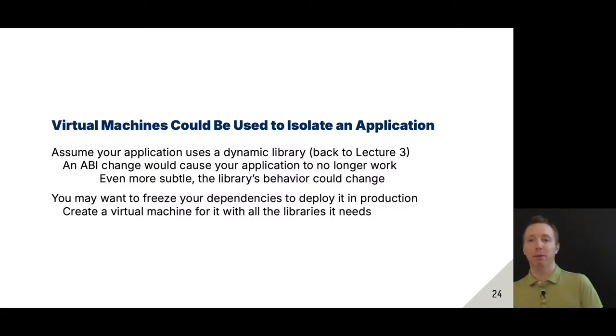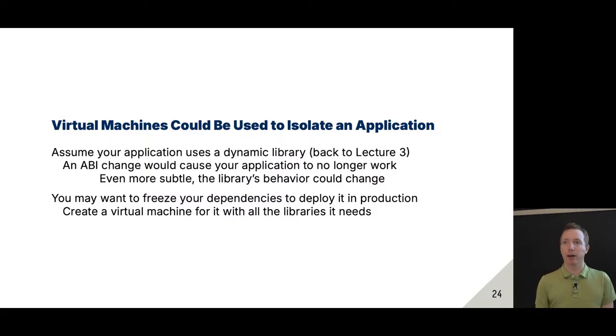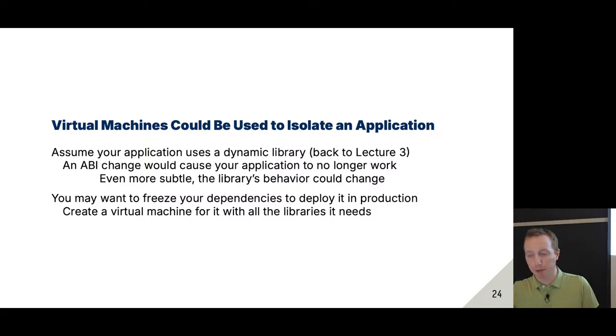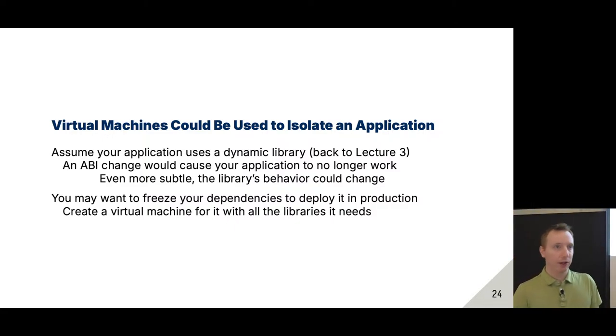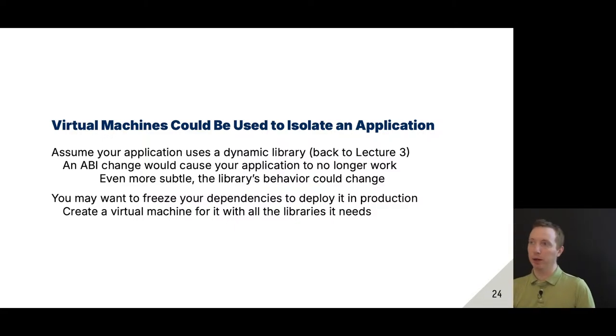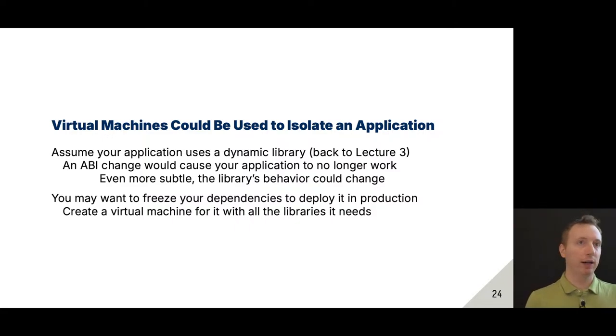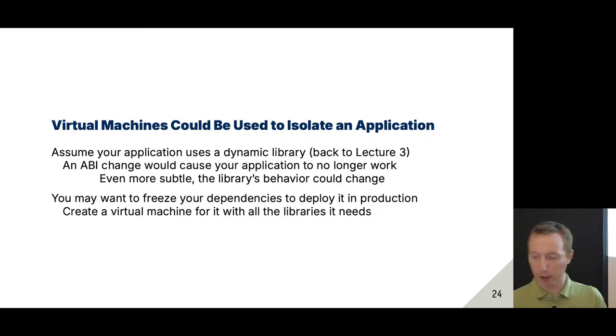So if you use a dynamic library, and we discussed that if we change the ABI at all, even in subtle ways like changing the order of fields in a struct around, then we could brick our applications. They could no longer work, or change the behavior and suddenly be wrong. So what you may want to do is freeze your dependencies in production, so that even if you update the operating system running on it, you're sure that won't affect your application and you won't get any weird dependency errors. So what most people more or less do is create a virtual machine for your application with all the libraries it needs, and then you just go ahead and run that virtual machine in production.